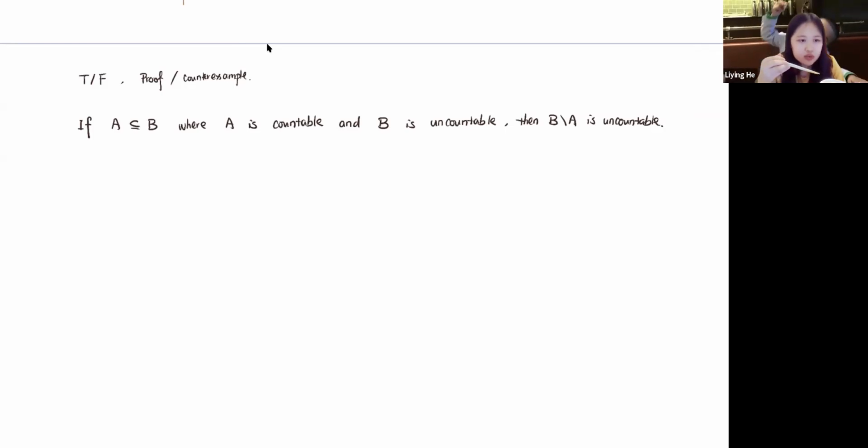No. You can say A has the same cardinality as the natural numbers, but being uncountable doesn't mean it has the same cardinality as the real numbers. For example, the power set of the real numbers is also uncountable, but its cardinality is strictly greater than the cardinality of the real numbers.